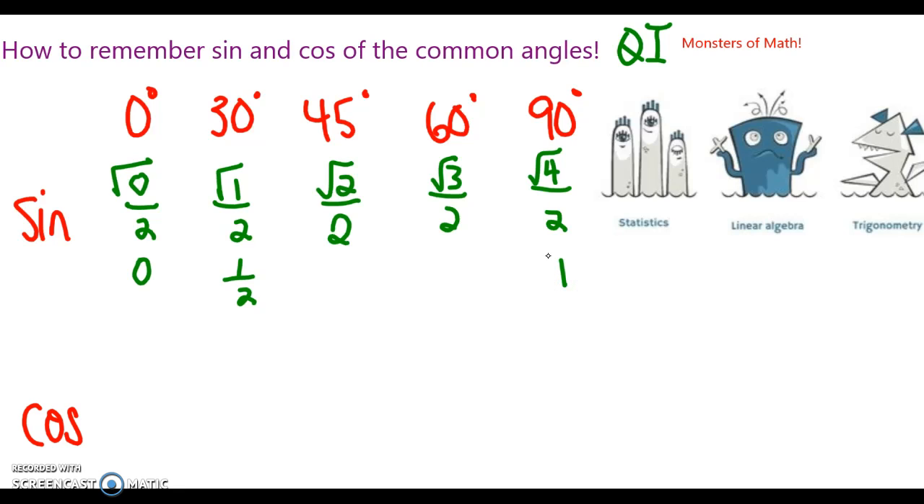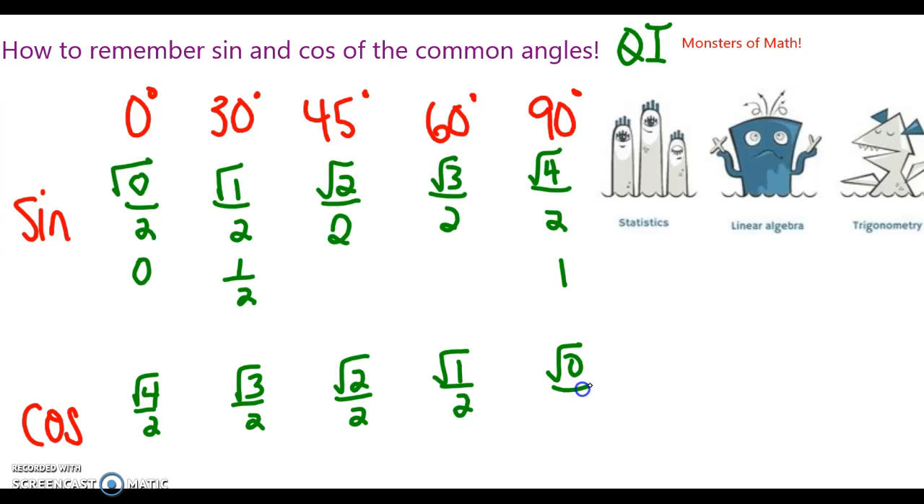Okay. And then cosine is just the reverse. You start with rad 4 over 2, and then you descend the numerator, keeping the denominator always at 2. And so this obviously simplifies to 1. Rad 3 over 2, we're going to leave. Rad 2 over 2, we're going to leave. This simplifies to 1/2, and this simplifies to 0. And that's just a quick way to know the sine and cosine of all the angle measures in the first quadrant.